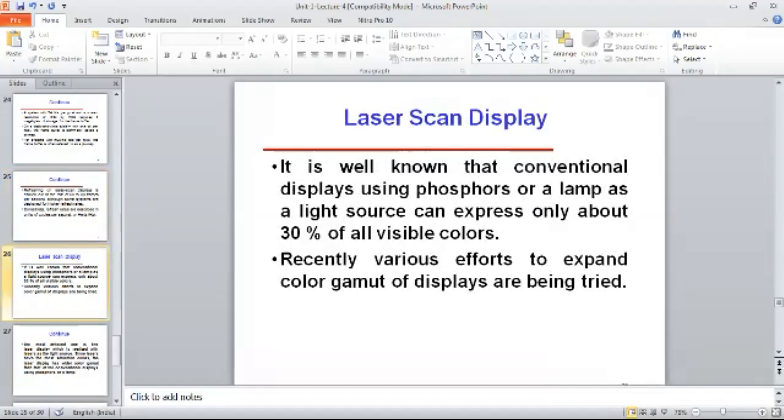Laser scan display is another type of display. It is well known that conventional displays use phosphors. Earlier we were using phosphors or a lamp as a light source, which can express only about 30% of all visible colors.